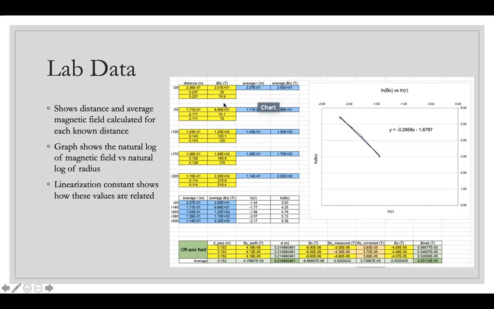Here's some lab data. You can see here for several distances, the magnetic field data is obtained and the average is taken from that. And then we graph it logarithmically, with the logarithm of the magnetic field average versus the logarithm of the radius. We get these data points, and a line of best fit is given as y equals negative 3.2958x minus 1.6797. And here that constant, negative 3.2958x, shows the dissipation of the magnetic force as the radius gets larger. So you can see that the farther away the magnetometer is from the bar magnet, the lower the reading it's going to give.